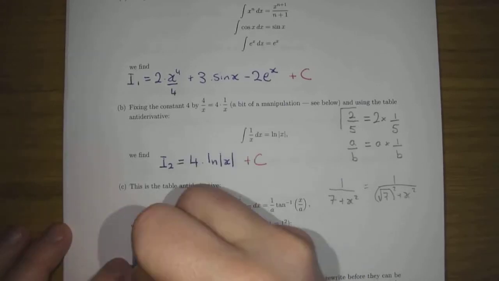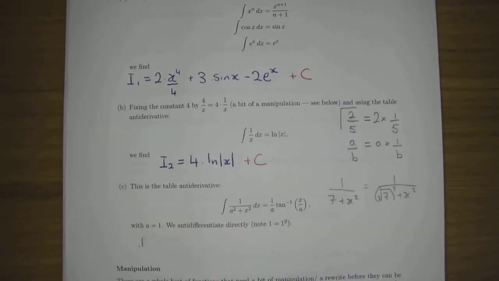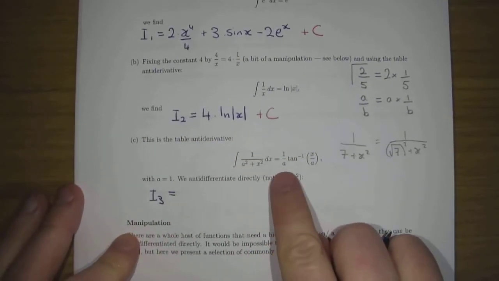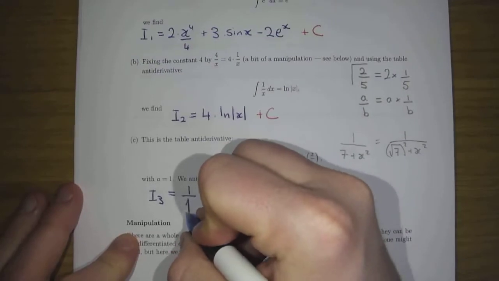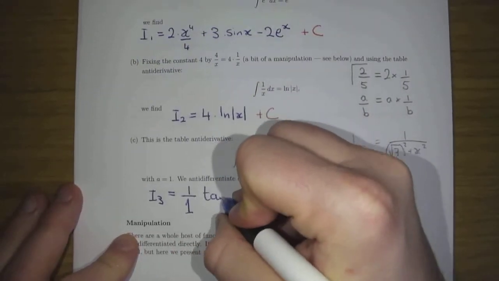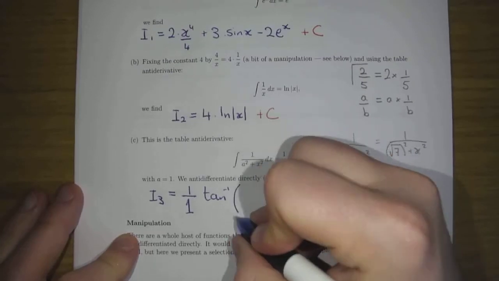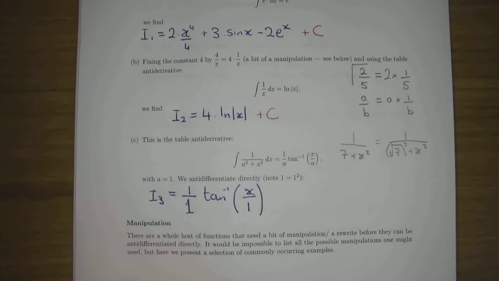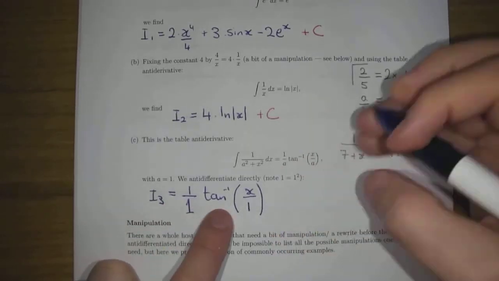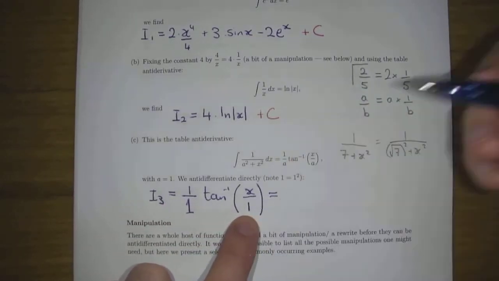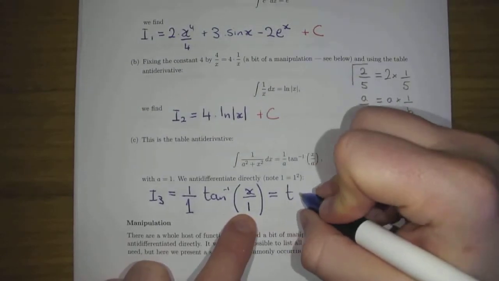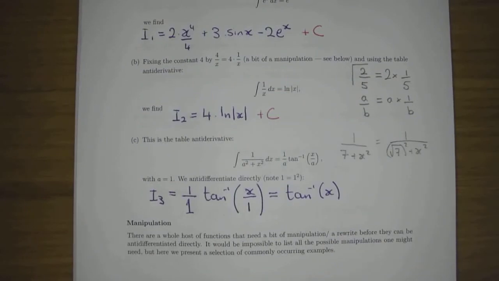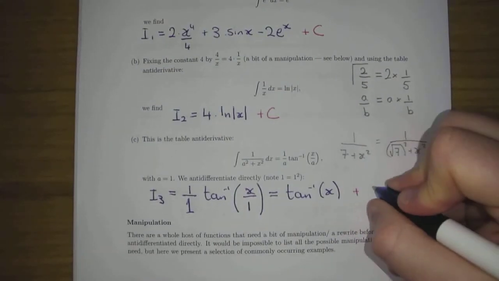So we'll antidifferentiate directly. I3 is equal to 1 over a, inverse tan of x over a, and as we said, the a is 1. Now, really we should tidy this up, because 1 over 1 is so simple, it's just equal to 1. 1 by anything is itself. x divided by 1 is just x, so you get tan inverse of x. And of course, because it's just antidifferentiation, plus a c.